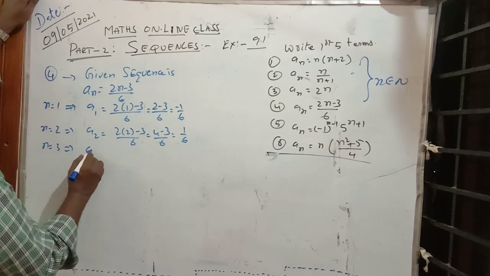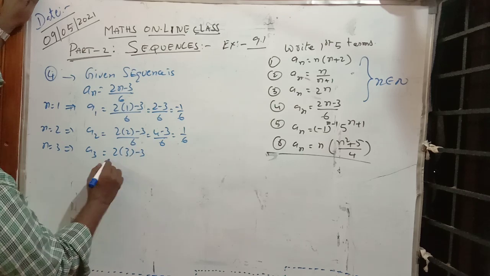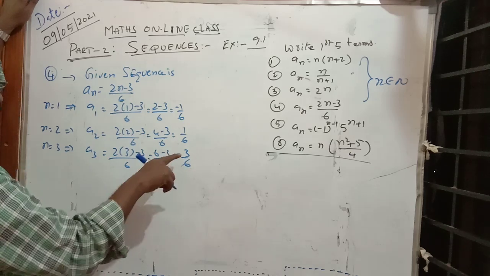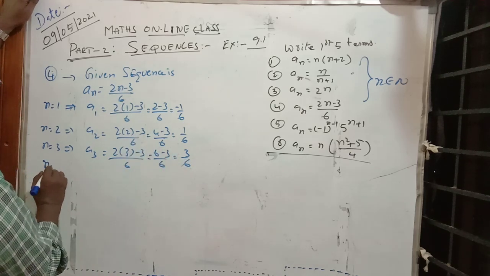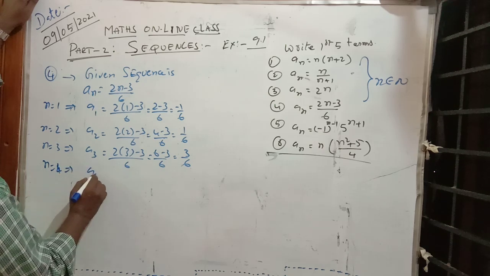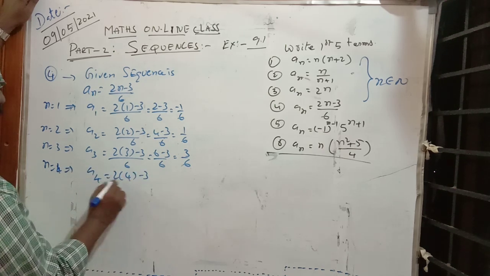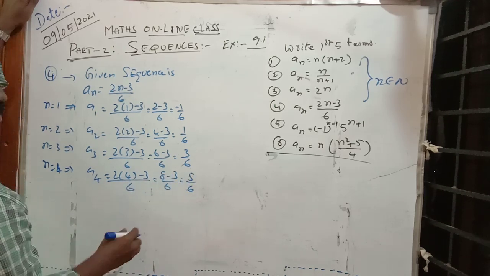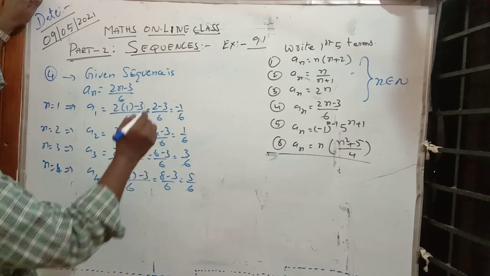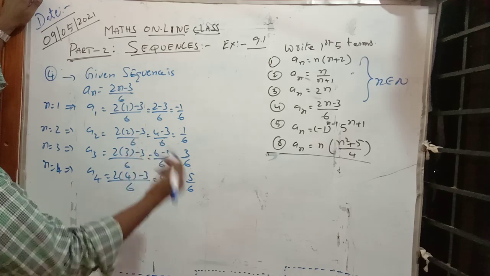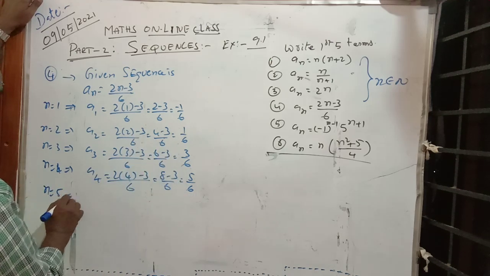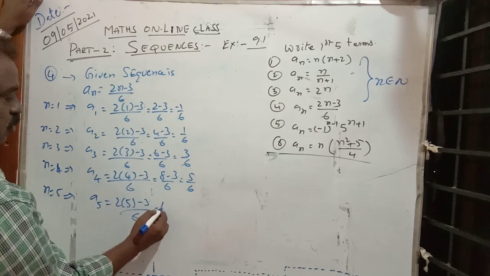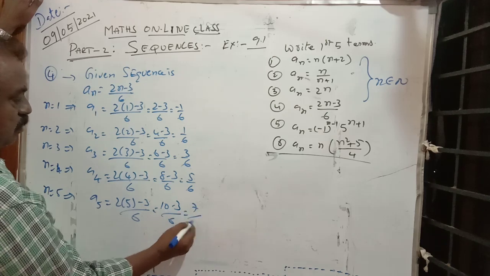n is equal to 3. a3 is (2 into 3 minus 3) by 6. That is 6 minus 3 by 6. That is 3 by 6. Maybe 1 by 2, but you write 3 by 6. And n is equal to 4, it is a4. (2 into 4 minus 3) by 6. That is 8 minus 3 by 6, which is equal to 5 by 6. The denominator is 6. Okay, now it is minus 1, 1, 3, 5, like that. n is equal to 5 implies a5 is (2 into 5 minus 3) by 6. This is 10 minus 3 by 6, 7 by 6.